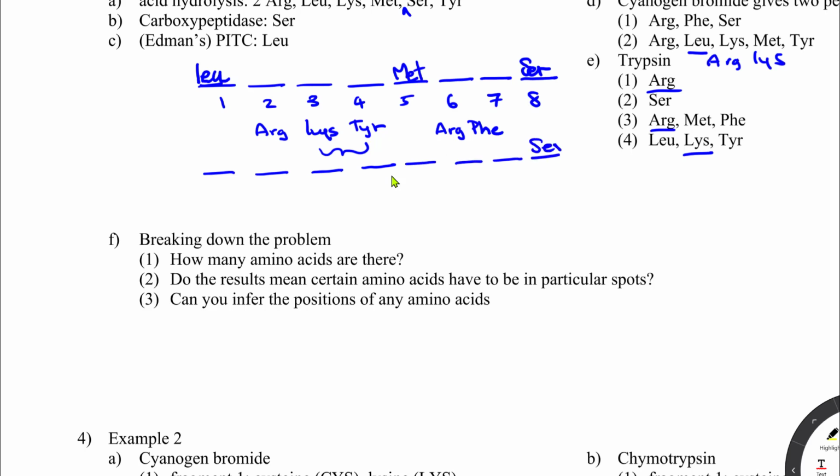So I've already filled in this. And then underneath here, I can have lysine and tyrosine. And then I can have arginine. Make sure I did that right. Lysine, tyrosine, and arginine. Yeah. So arginine actually has to be in this spot here. That's the only spot left for it. So I can sort of fill that in. I'm going to do that in red.